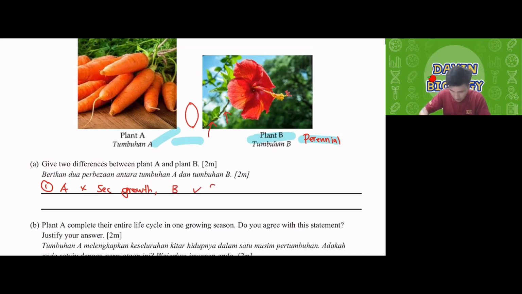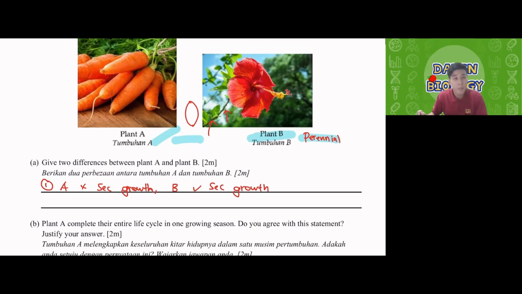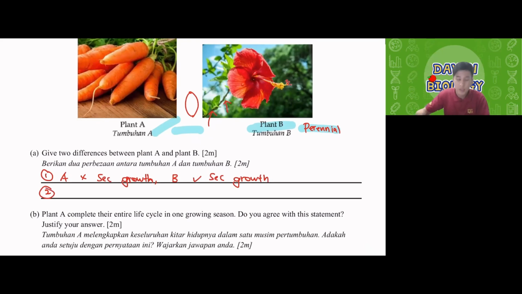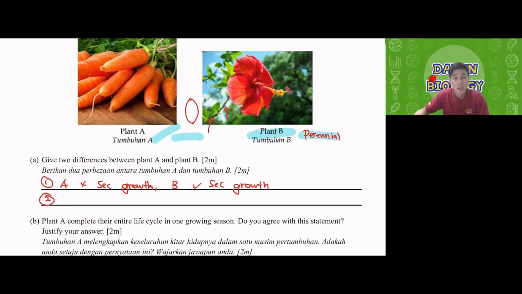B has secondary growth. And then the woody, non-woody, complete within 1 year, more than 2 years. That one you write yourself, same thing.